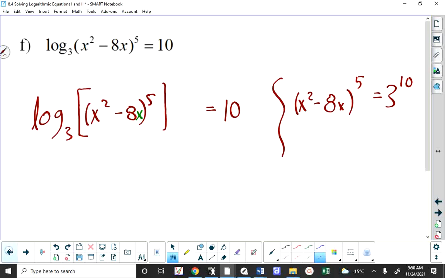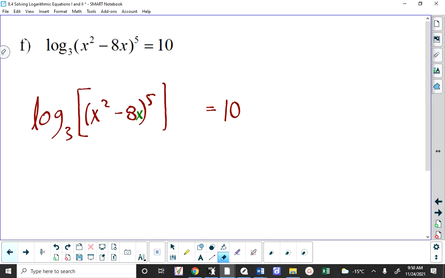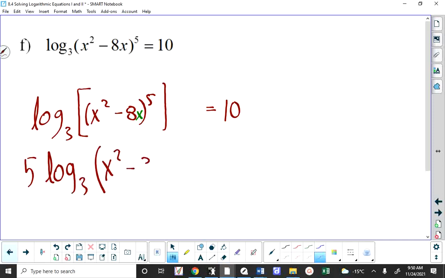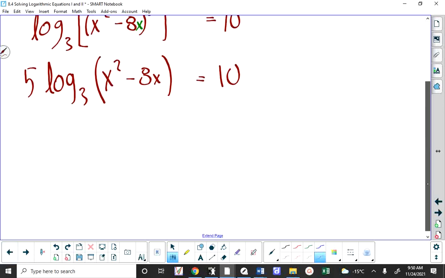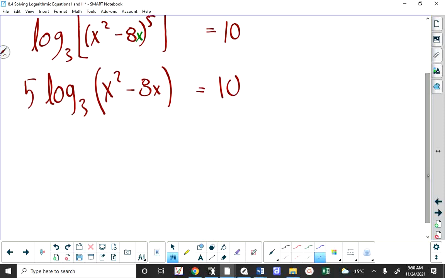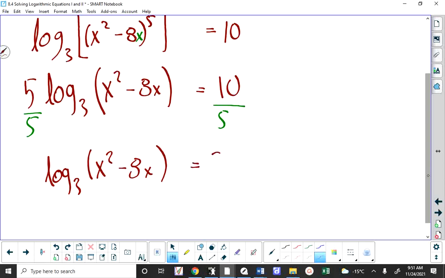So what we do in this case instead is we bring that 5 down in front. We bring this 5 down in front and have 5 log base 3 of x squared minus 8x equals 10. Then divide both sides by 5, and now we've whittled it down to a more manageable equation. When I divide both sides by 5, I'm going to get log base 3 of x squared minus 8x equals 2.